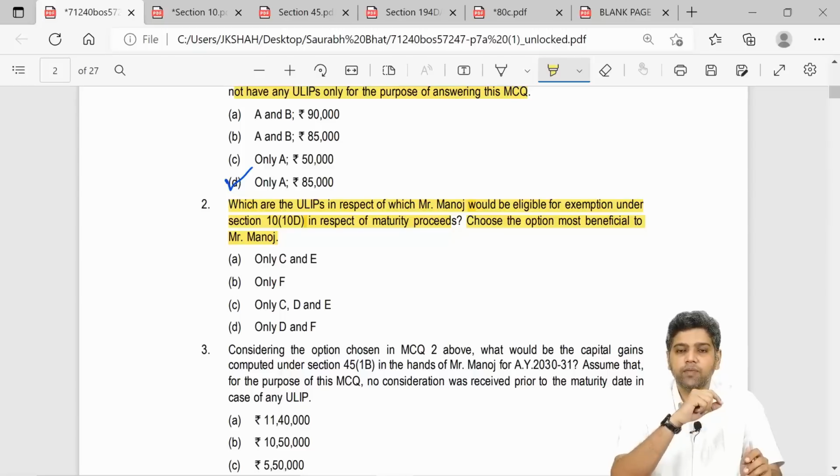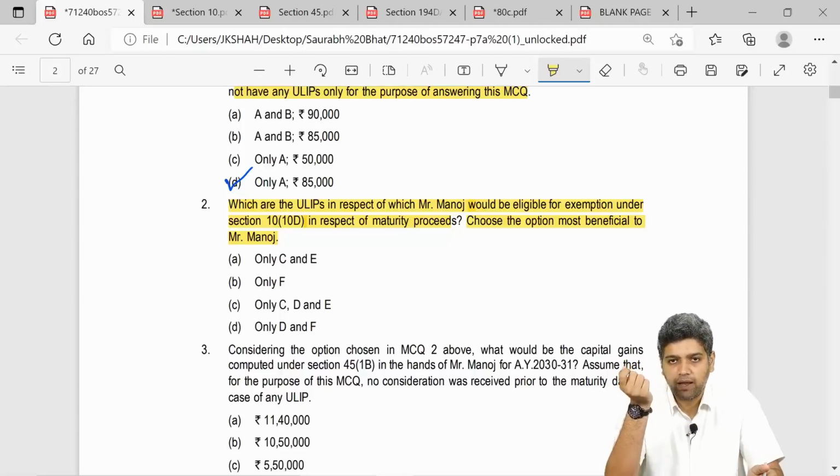Be it a ULIP or be it a traditional insurance plan, in case the amount is received on account of death of the policy holder, then it does not matter, it will always continue to be exempt. So let's say in this example, unfortunately Mr. Manoj passes away and the maturity proceeds are received on either the endowment policy or on ULIPs, the entire proceeds would be exempt under section 10 clause 10D, irrespective of whether premium exceeds 10% of capital sum assured or whether it's a ULIP, does not matter.